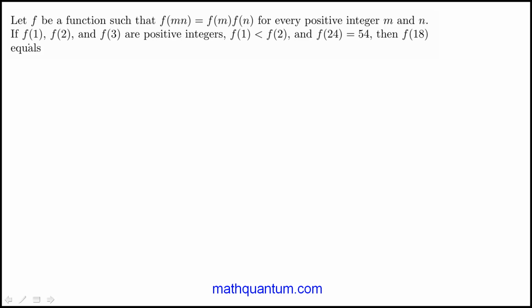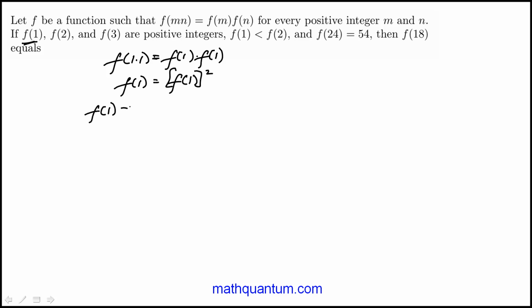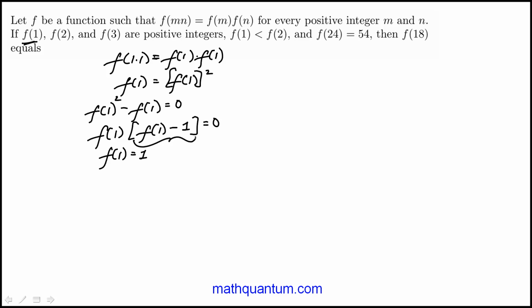So this is a hard question. I'll first start with f of 1. What if we plugged in both m and n to be 1? And what you'll find is you end up with f of 1 is equal to f of 1 squared. If I bring it to one side and then equate to 0 and then factor f of 1, you'll find that f of 1 has to be equal to 1, meaning this piece has to be 0.